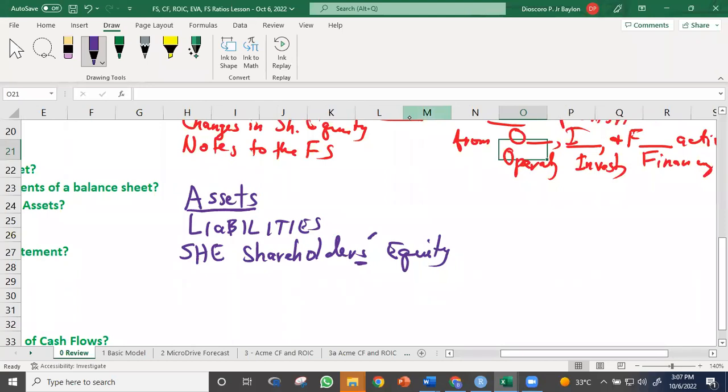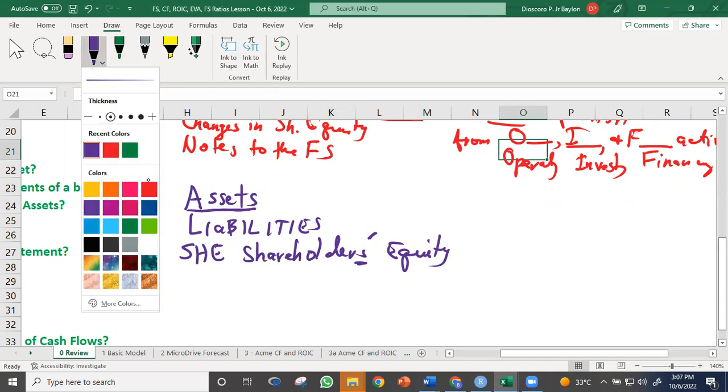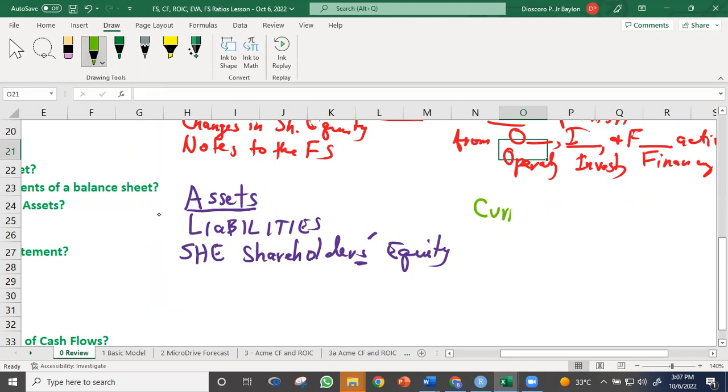You have, yes, David, please. Current and non-current assets. Okay, thank you. You have current assets. That's correct. You have current assets and you have non-current assets. Okay, non-current assets and current assets.